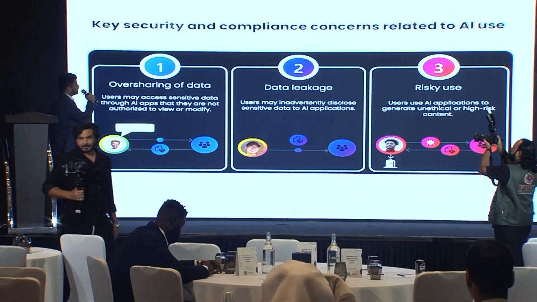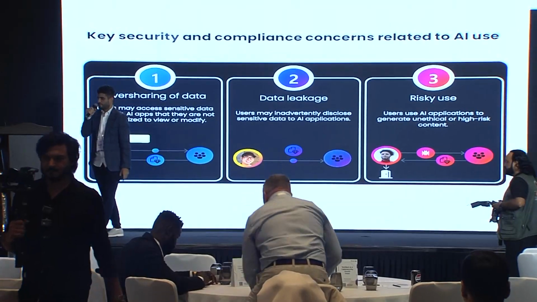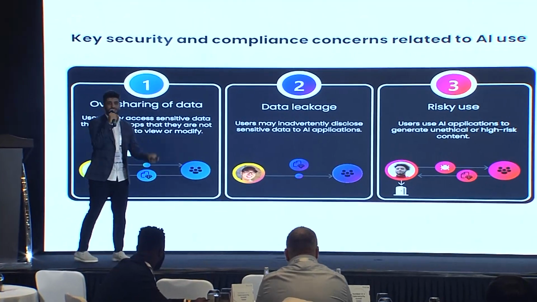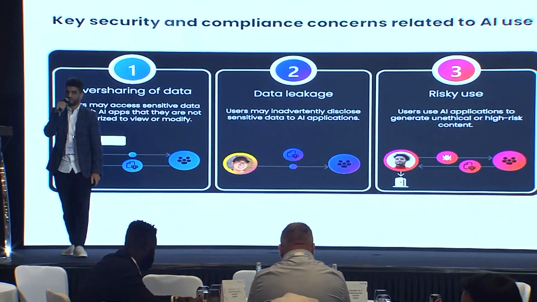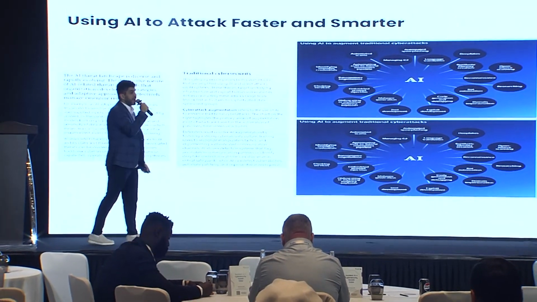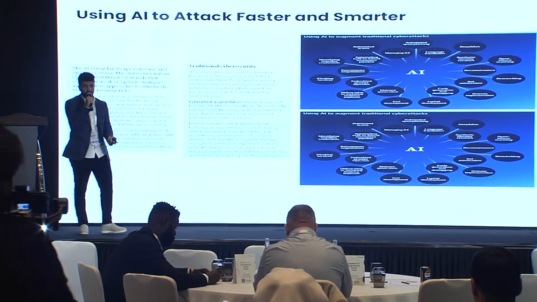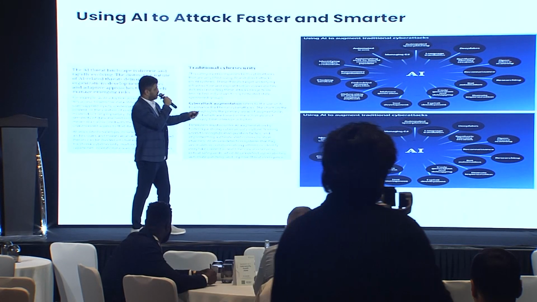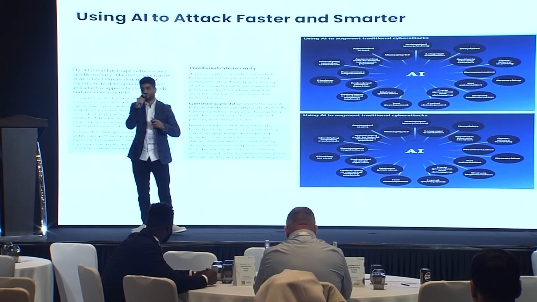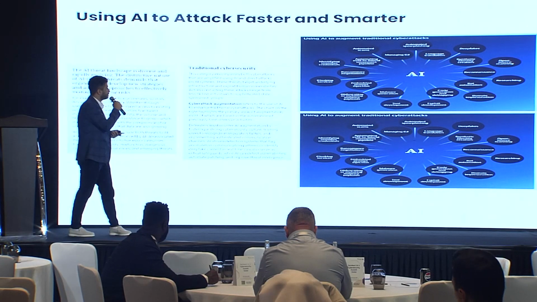So, the security and compliance concerns related to AI use. We have first the oversharing, the data lake, and the risky use. The risky use based on the risk, etc. And as you can see here, now the attacker uses AI to be faster and to be smarter. And we have a new generation of a lot of cyber attacks, like the deepfake, like the chatbot, like the ransomware negotiation with AI, with agentic AI, etc.